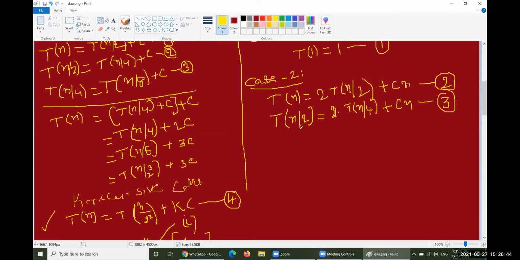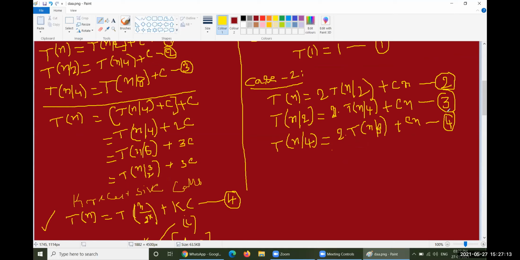Okay. Then the T of n by 4 value also gets identified by you. That could be equal to 2 into T of n by 8 plus C n by 4. Let us consider this is equation number 4. That is equation number 4.